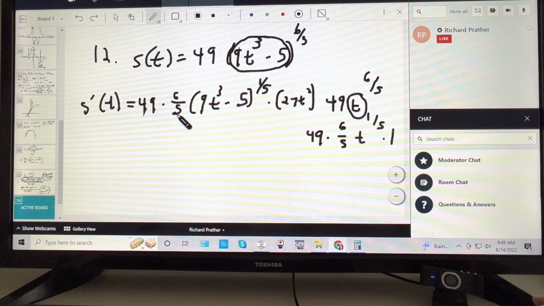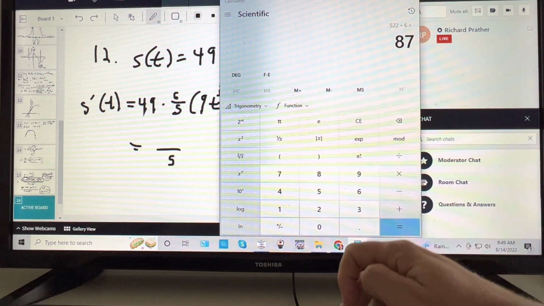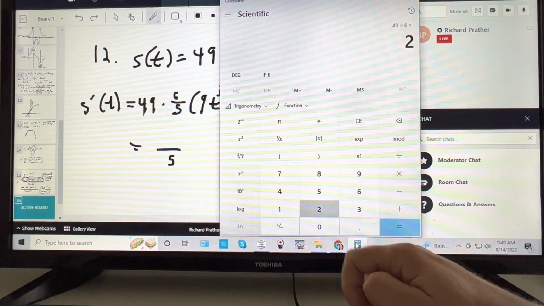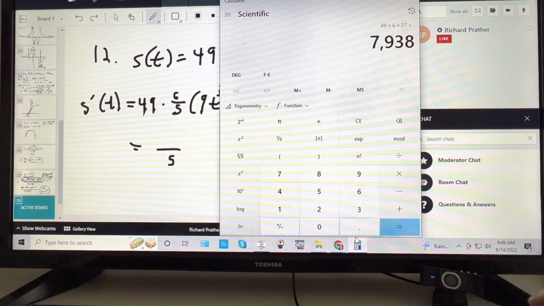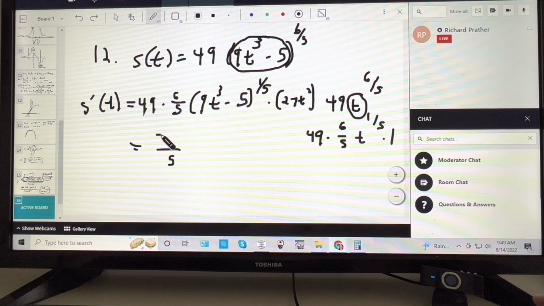Let's see, 5 does not go into 6, it doesn't go into 49, it doesn't go into 27. So we're just going to be left with an over 5 in front. I can multiply 49 times 6 times the 27. So the numerator will be, wow, 7938, pretty big. And that took care of the 49, the 6/5, and the 27. We can put the t squared next if we want.